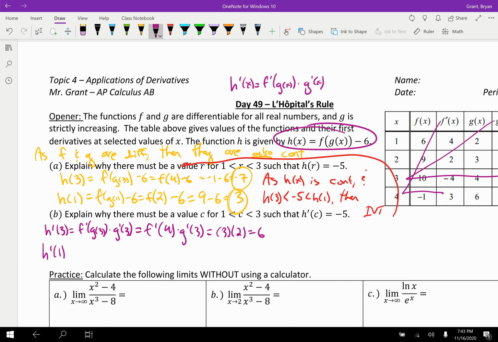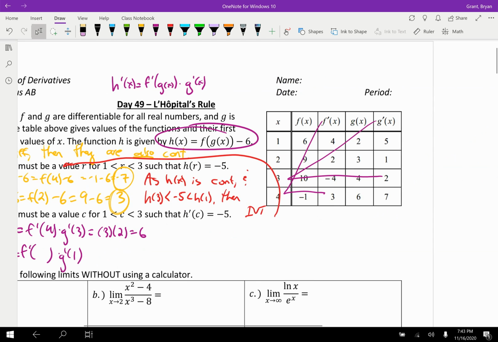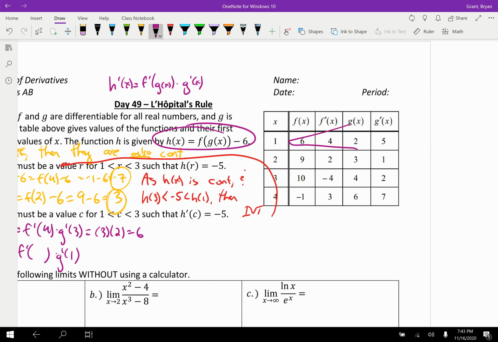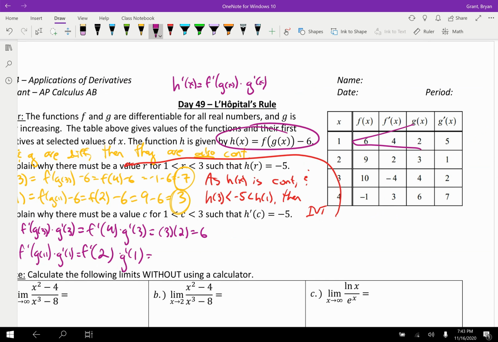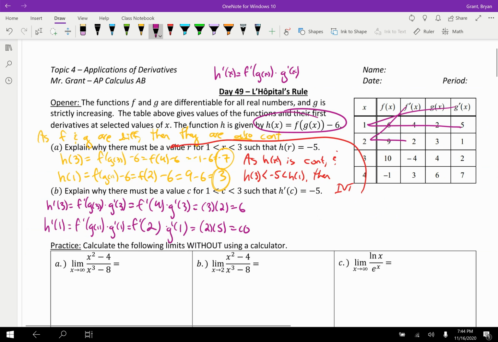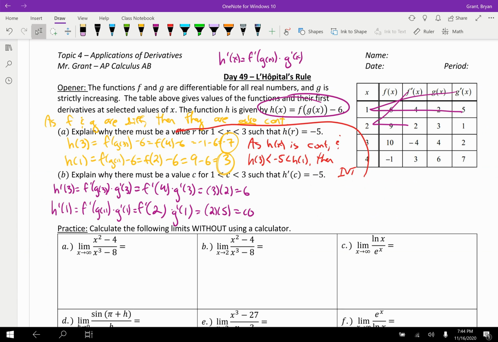And then, of course, we also have h prime of 1. So f prime of g of 1 times g prime of 1. F prime of, what is g of 1? Jumping back over here. Looks like g of 1 is 2. Yeah, so we get f prime of 2, which is 2, and g prime of 1, which is 5. So we get 2 times 5, which is 10. Now, you might say, well, 6 and 10, those are the endpoints. Negative 5 is not between those, so there doesn't have to be a value.